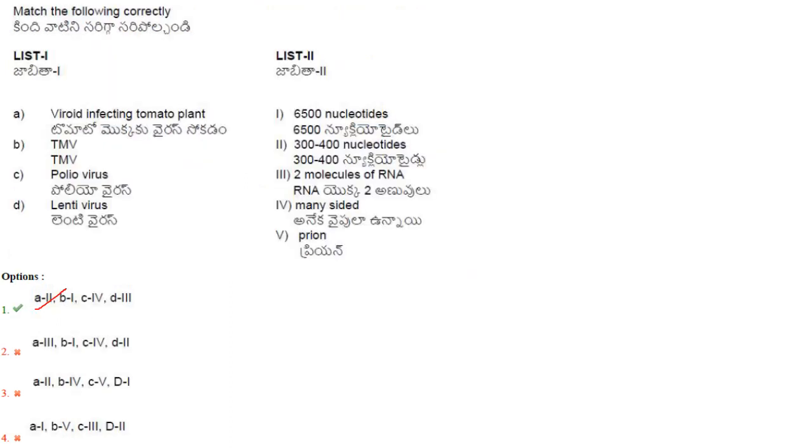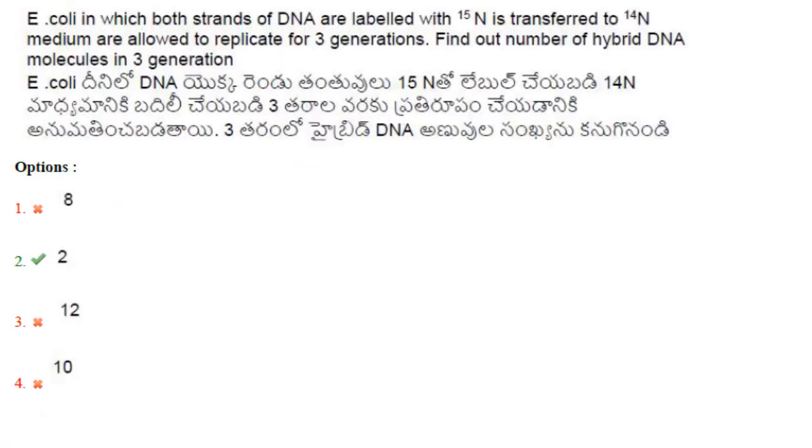Then next one. Match the following correctly. Viroid infecting tomato plant. That is 2 molecules of RNA. TMV is 6500 nucleotides long. Poliovirus is many-sided, and lentivirus is 2 molecules of RNA. So the answer here is option 1, that is A2, B1, C4 and D3.